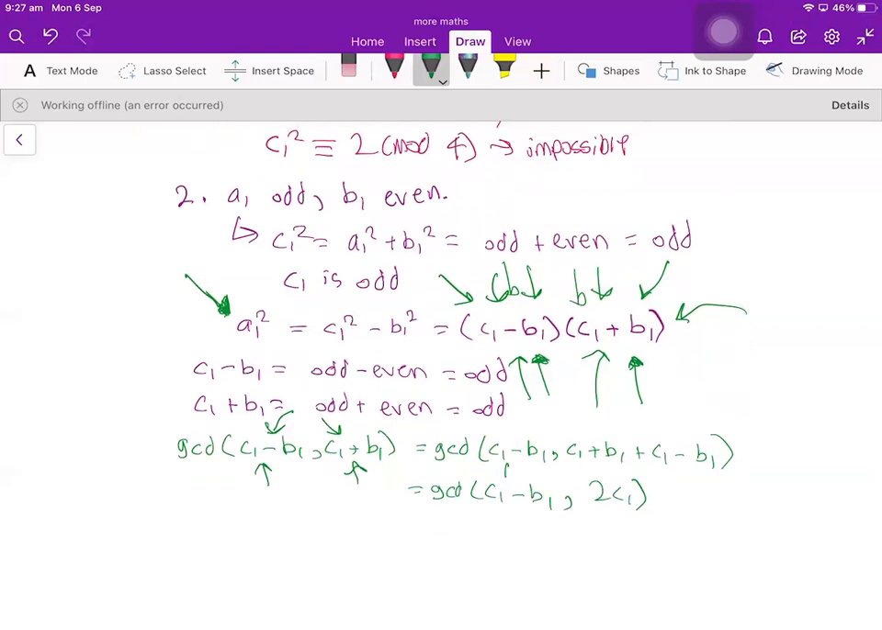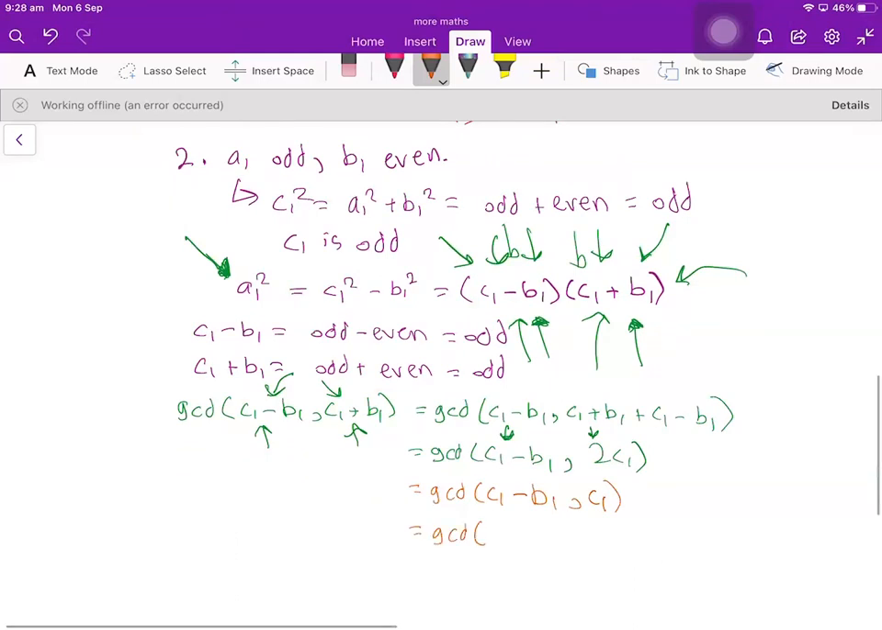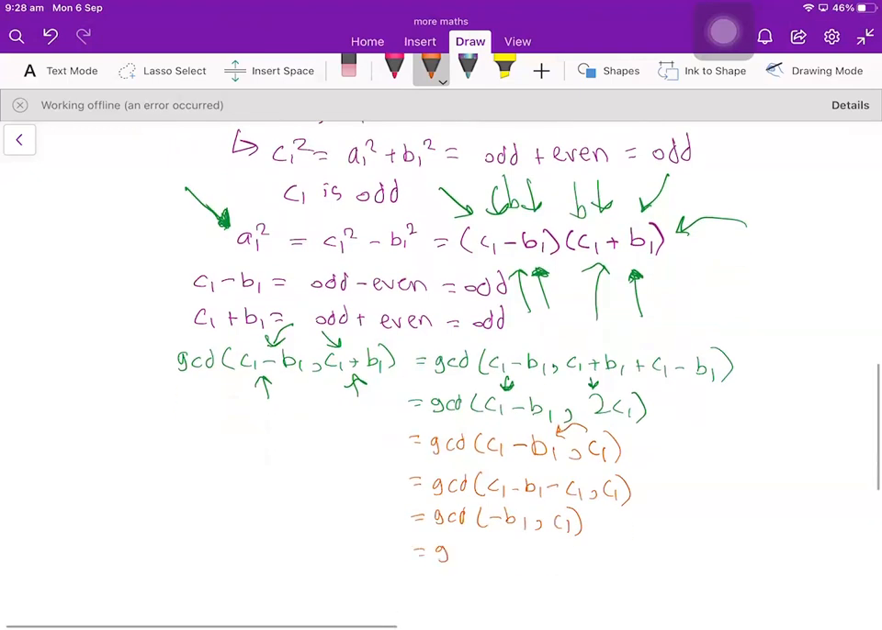Remember, C1 minus B1 is odd, which means this factor of 2 doesn't contribute anything to the GCD, which means we can just remove the 2 in front of the C1. And this is equal to the GCD of, now we can subtract C1 here, negative B1 and C1. So the negative sign we can ignore. And the GCD of B1 and C1 from earlier is equal to 1. So we've proven the GCD of C1 minus B1 and C1 plus B1 is the same as the GCD of B1 and C1. So that's equal to 1.